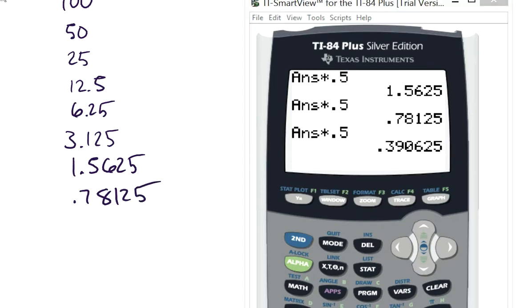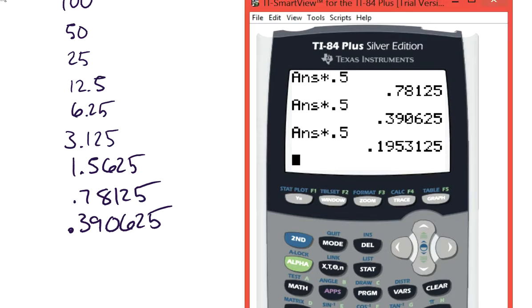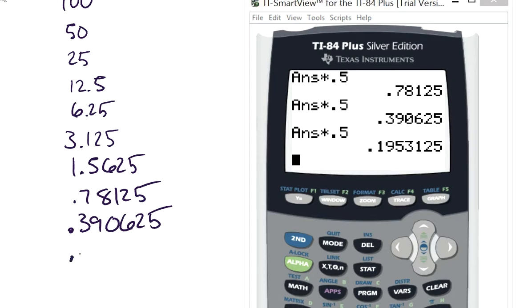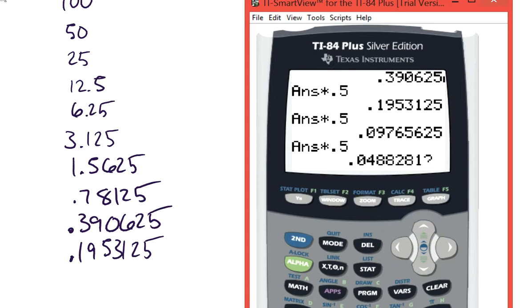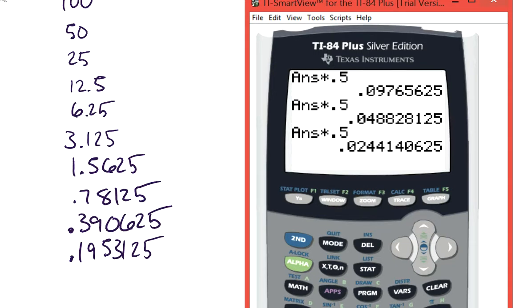Let me do it again. Let's see, we're getting closer, right? 0.390625. Now 0. No. 0.1953125. Okay, I think you get the idea. So now here's the problem that we have. Every single time I take a half of this, it does get smaller, right? It gets half as big as it was. But you'll notice it's not reaching 0.